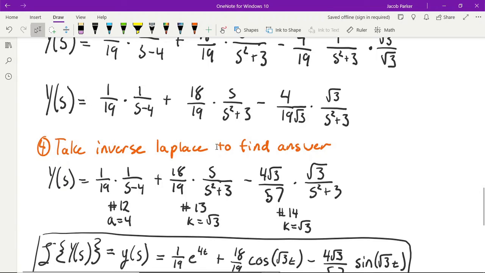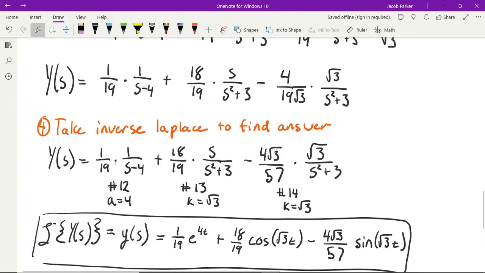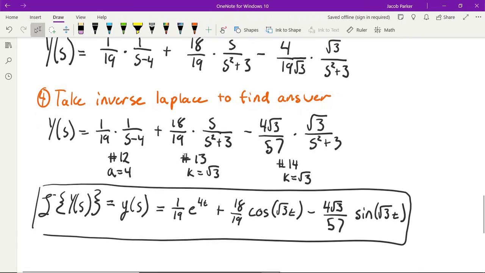And then you need to take the inverse Laplace transform to find the answer. So the first one uses entry number 12, where a is equal to 4. The second one uses table entry number 13, where k is equal to square root of 3. And then I just converted this expression to get the square root out of the bottom, and then this uses table number 14, where k is equal to square root of 3.